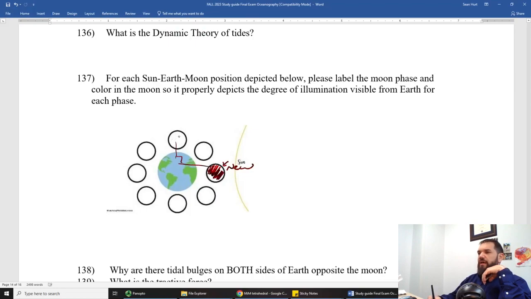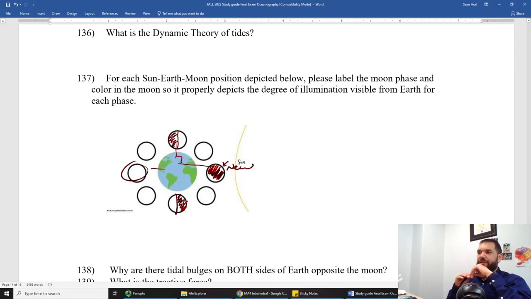You're going to have a first quarter moon, and it's actually going to look like this, okay? And that's how it'll look in the sky. When you're over here, you're going to have a full moon, obviously. When you're here, you're going to have a third quarter moon, okay? So that's how it's going to look when it's in the sky. This question's a little bit tricky, and I don't even want to get into it, but just make sure you know your moon phases.